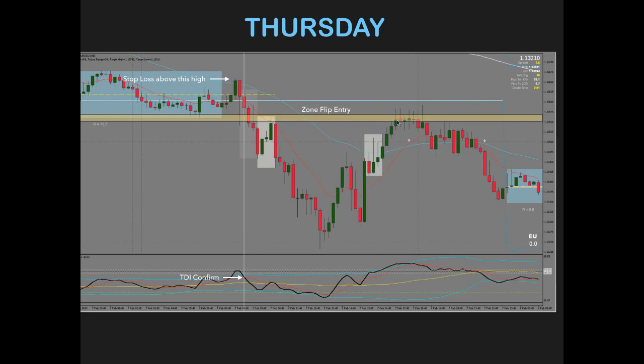But if you missed that, it does retrace back in New York. It comes back up to this high here, right back up to the zone flip area. You can see all the wicks here and all these small candles here, and price just has a hard time breaking through it. So right here, you could take another zone flip entry once it comes back up to this area, and look for price to sell off. Now your stop loss is above this high. Your stop loss is also above this day open price. So either way, your stop loss is very tight.